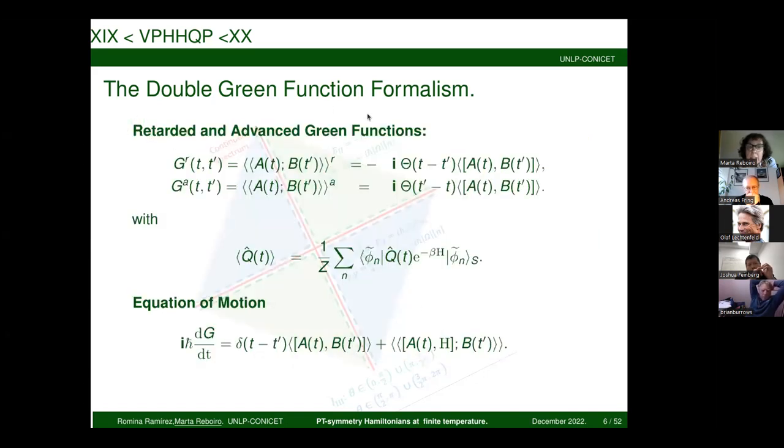Let us introduce the retarded and advanced Green functions for two operators, A at time t and B at time t prime. The retarded and advanced functions are given through the mean value of this commutator. The retarded Green function is accompanied by the theta function that takes values different from zero when t is greater than t prime, and the advanced, which takes values different from zero when t prime is greater than t. By the mean value, we understand the trace of the operator over the states of the Hamiltonian that models the system. Here, I make use of the metric operator when necessary.